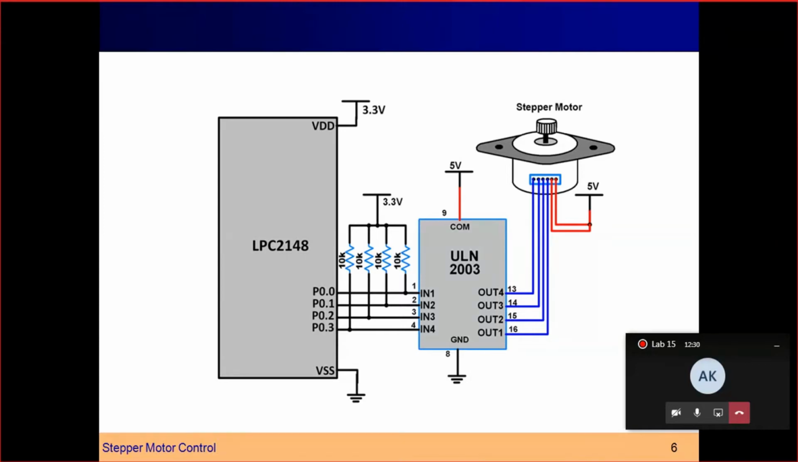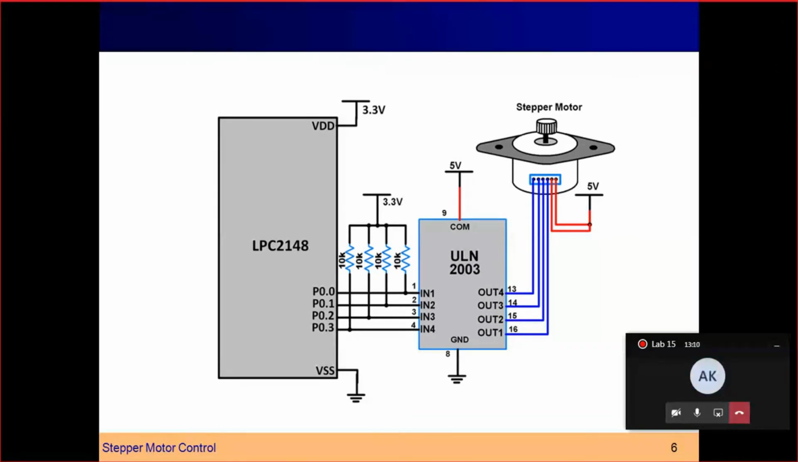Let us take that generally we get a 5-volt stepper motor, and the current will be around 50 milliamps or whatever it is. But your controller can supply only 3.3 volts because it is operating on 3.3 volts. So it will not be able to supply the current and voltage required. So for that you will use this driver, and to this driver you will apply the 5-volt VCC.